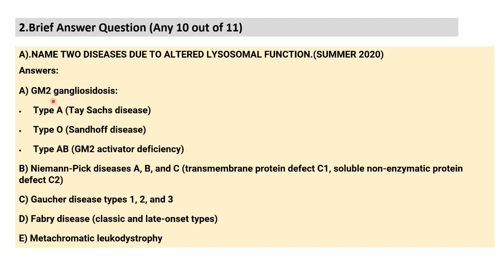So here just remember the names. You can just write Tay-Sachs disease, Sandhoff disease. You can also write Niemann-Pick disease, Gaucher disease, Fabry disease, and metachromatic leukodystrophy. They have only asked to write any two diseases. Just write Tay-Sachs, Sandhoff, Niemann-Pick. Any two from this you can write. That will be the answer for altered lysosomal function.